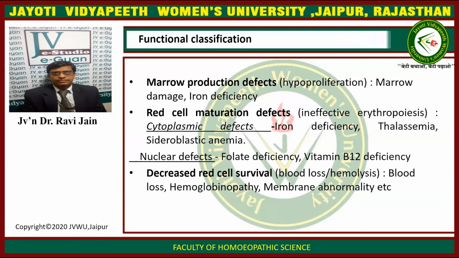The functional classification can be done in the following way. Number first, the marrow production defect, that is hypoproliferation of the marrow, that is marrow damage or iron deficiency. The red cell maturation defect, that is seen in case of ineffective erythropoiesis, cytoplasmic defect, iron deficiency, thalassemia, and sideroblastic anemia. Next, we have nuclear defects, that is seen in case of folate deficiency and vitamin B12 deficiency. There is also decreased red cell survival, that is seen in case of blood loss or hemolysis, hemoglobinopathy, or membrane abnormality, etc.